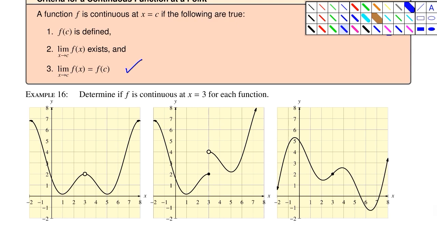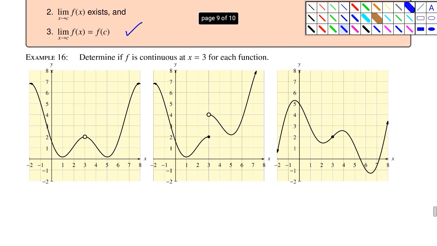Example 16. Determine if f is continuous at x equals 3 for each of these functions. So what you want to do is you want to go through the criteria and see if the criteria are met so that you can declare that this function is continuous.